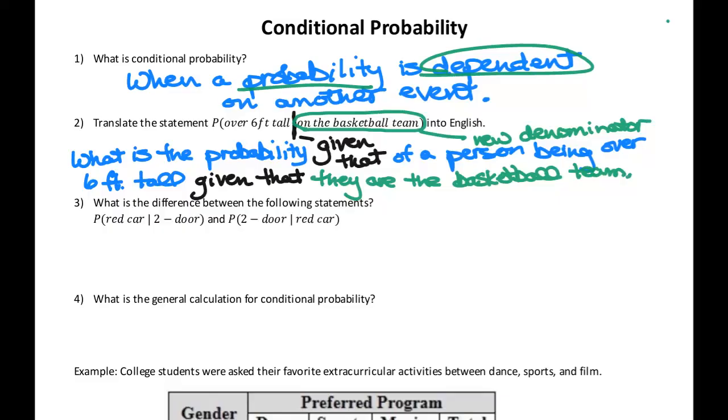This is conditional because there's a condition. They have to be on the basketball team before I talk about their probability. It's not everybody in our class. They have to be on the basketball team.